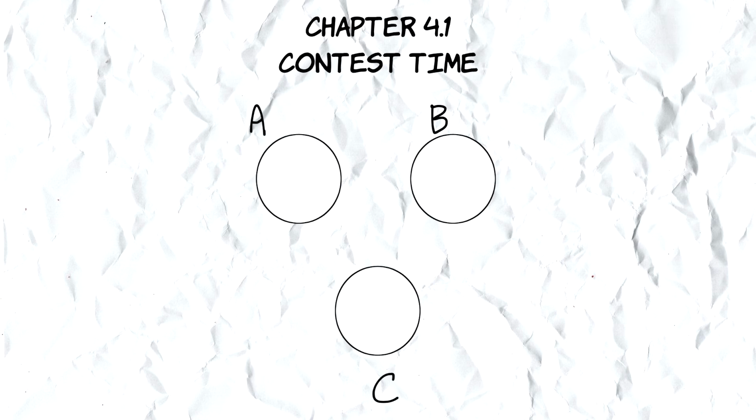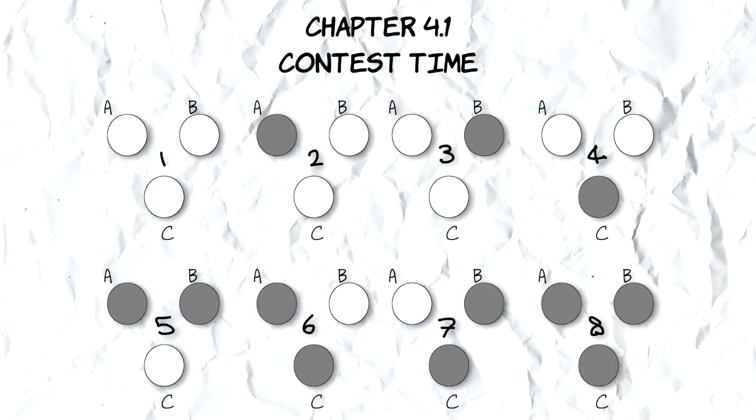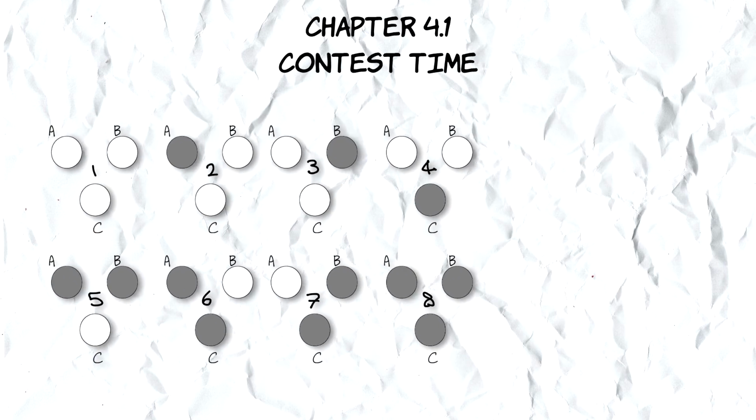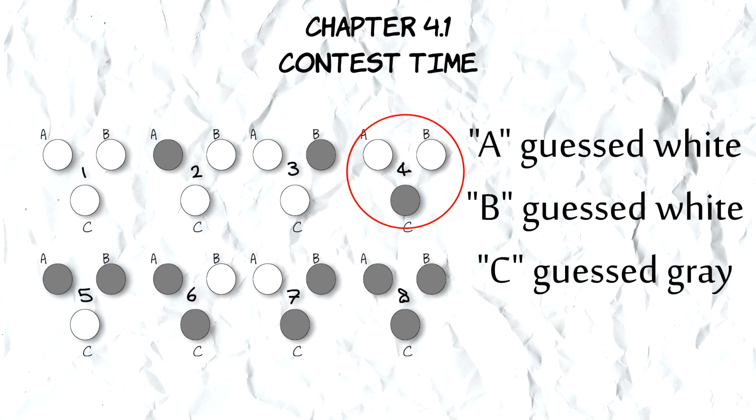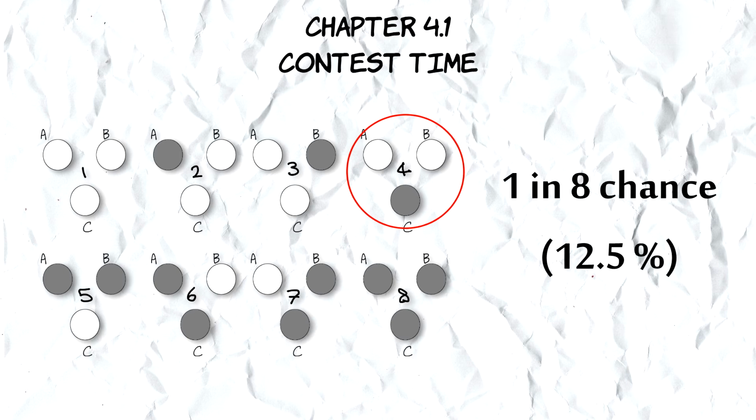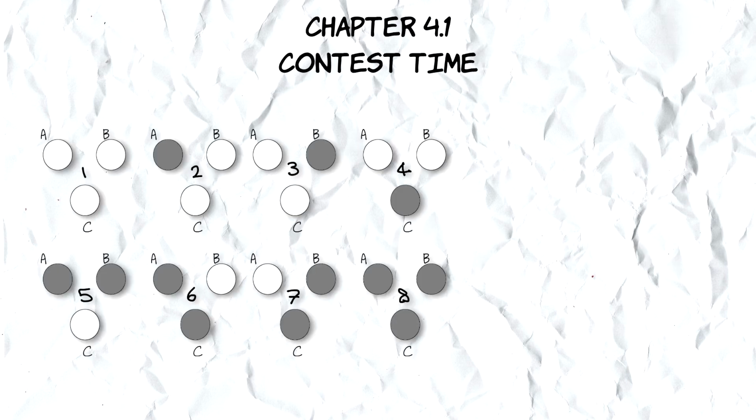Consider the following 3 players, each with their own set of options. A, B, and C will represent the 3 players. There are 8 options to consider. Solution 1. Assume that both players A and B guessed a white hat, whereas player C guessed a gray hat. In that instance, option 4 would be the only viable alternative. As a result, using this technique, the probability of winning is 12.5%.